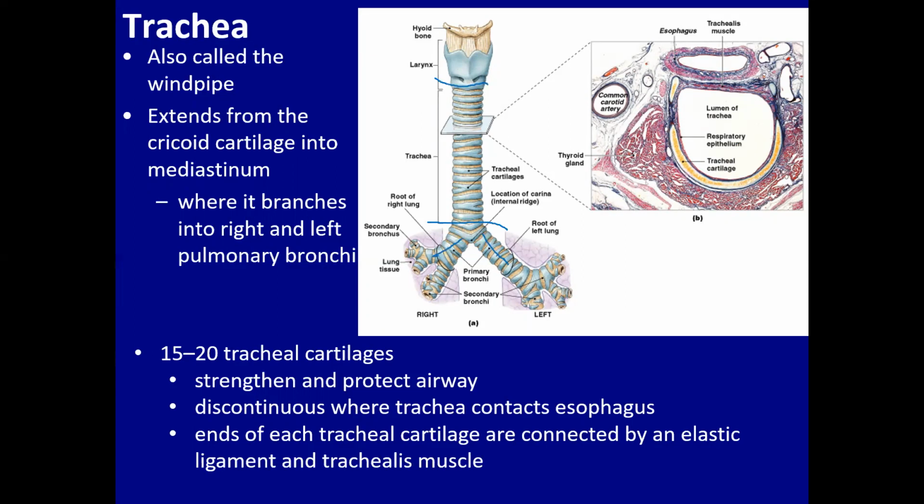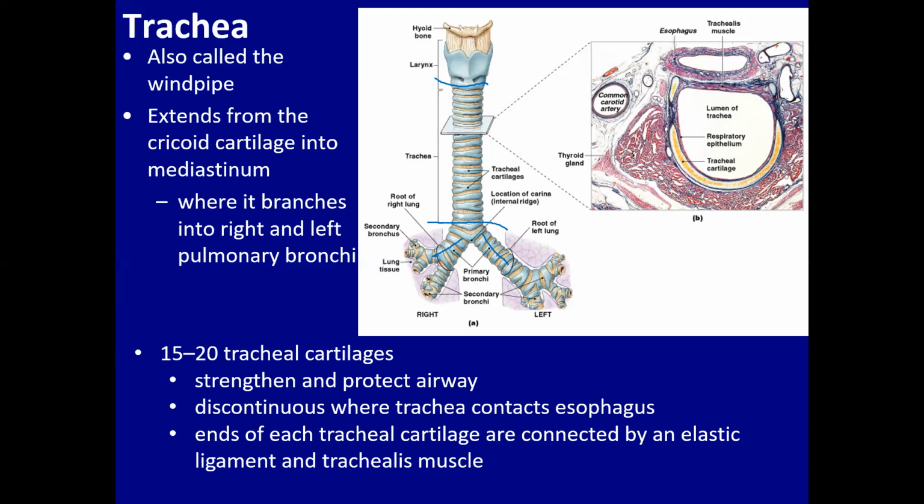You have tracheal cartilages that can vary from 15 to 20 in number. They're C-shaped. They're there to strengthen and protect the trachea. The opening of the C is in the back of the trachea, and this is where the trachea contacts the esophagus. And so this allows for expansion of the esophagus as necessary. Each one of the tracheal cartilages is connected by an elastic ligament and the trachealis muscle.